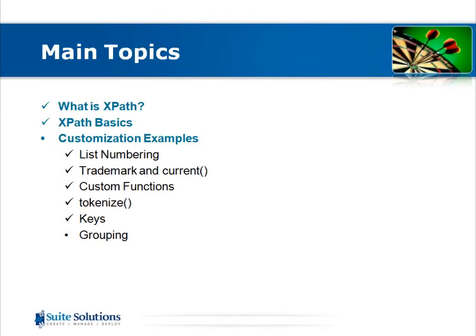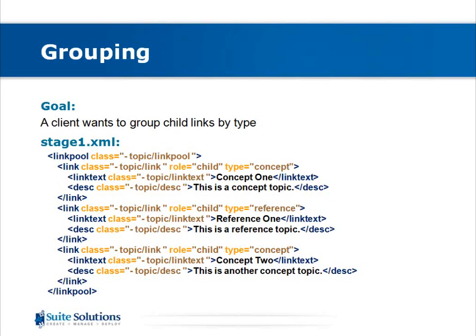For our final example, we're going to discuss a more complex topic of grouping, and we'll see two ways that you can group different elements within your processing. The example that we're going to deal with here is that a client wants to group all child links by type.